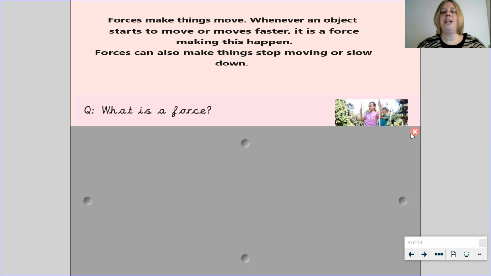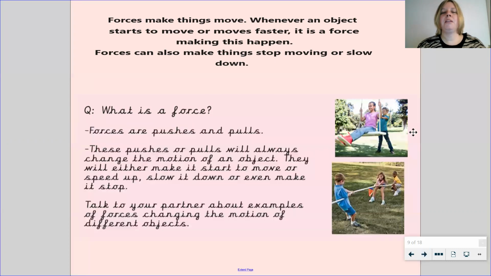Let's go over what we learnt yesterday. So, a force is a push or a pull. These pushes or pulls will always change the motion of an object. They will either make it start to move or speed up, slow it down, or even make it stop.